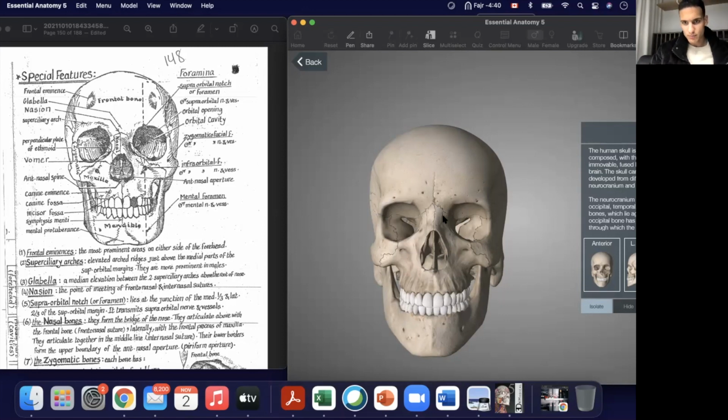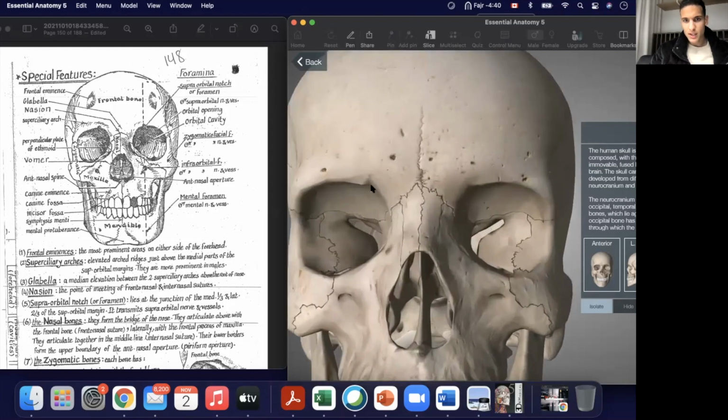Supraorbital notch. Sersky likes this one very much. This part right here, you see it? Supraorbital notch. It's a notch. If you touch yourself right here, you can see that there's a dent. It's like an empty slot. Okay, it's not a foramen, it's not a circle, it's just a notch. There's no border that closes it, so it's just like curved right here.